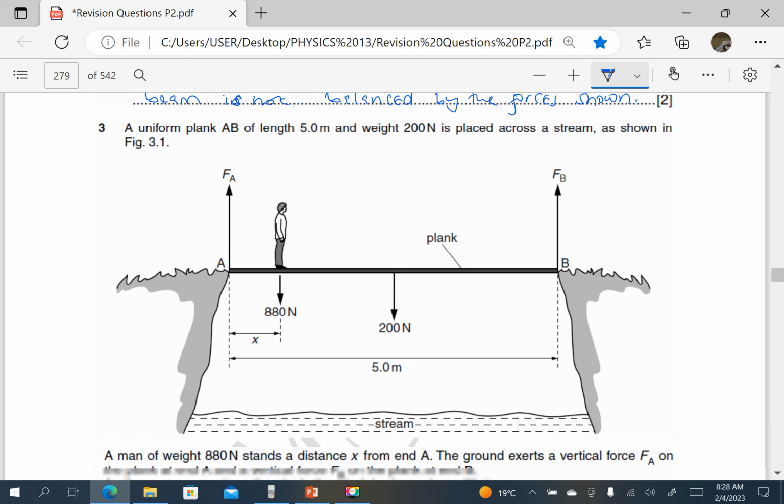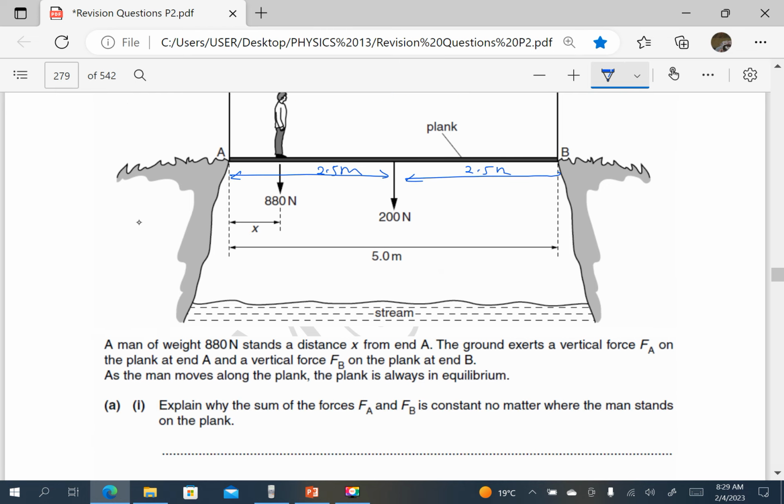A uniform plank AB of length 5 meters, it is uniform. Its weight must be at the center. So the distance from the end to the center of the plank, because it is length 5 meters, is going to be 2.5 meters. The other one is also going to be 2.5 meters. A man of weight 880 newtons stands a distance x from end A.